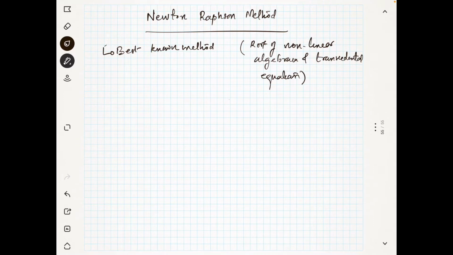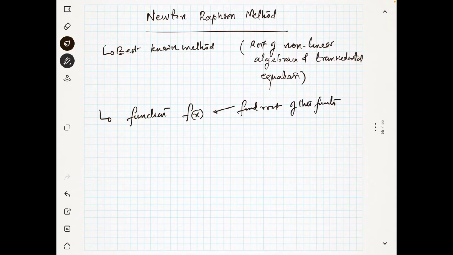And with this method, if the function is f of x and you want to find the root of this function, that is the question actually. So how to find the root of this function? Then you need one more thing.